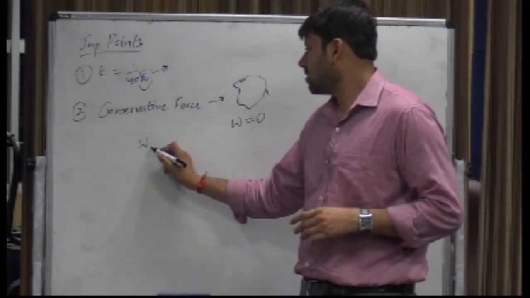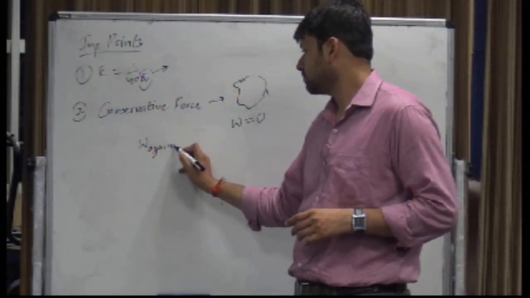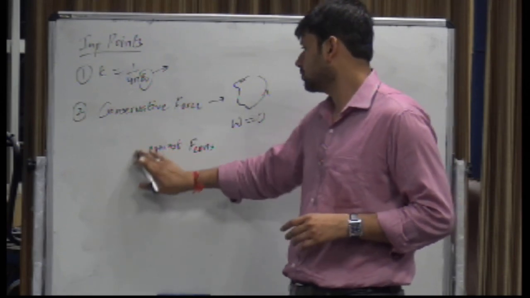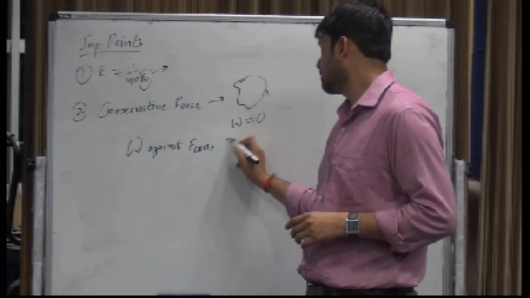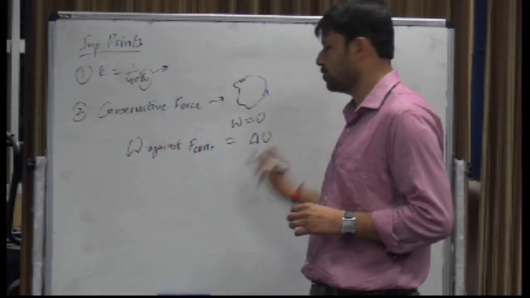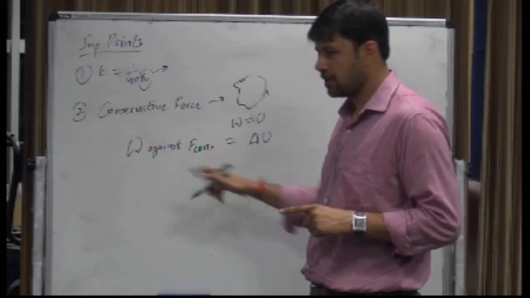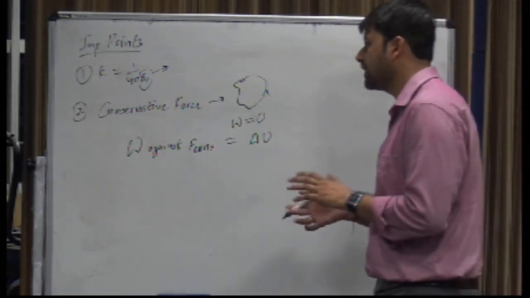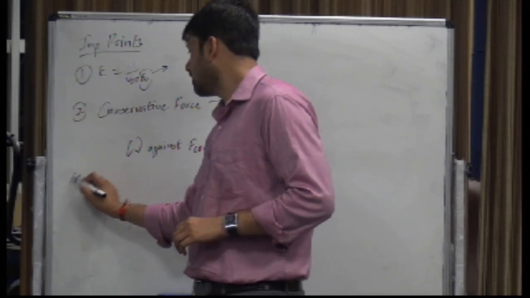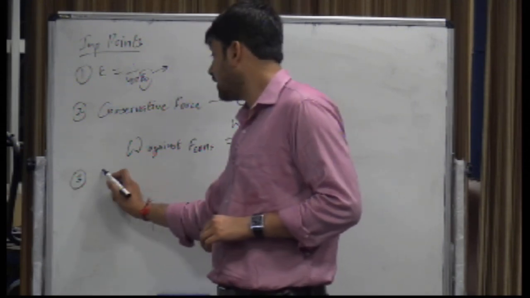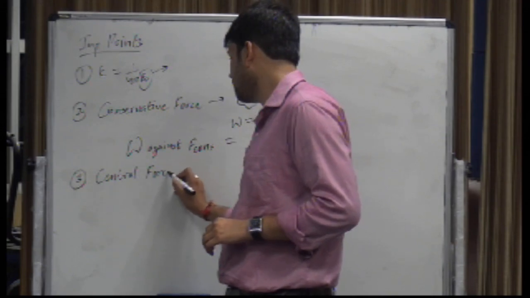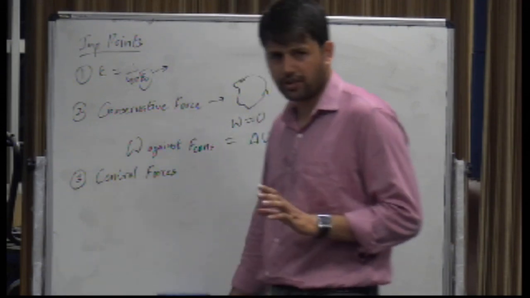So work done against F conservative is equal to delta U, the change in potential energy. Is it okay? Energy conservation is valid if only conservative forces are acting. Third, these are central forces. Let me tell you what I mean by central forces. This is a very important point.